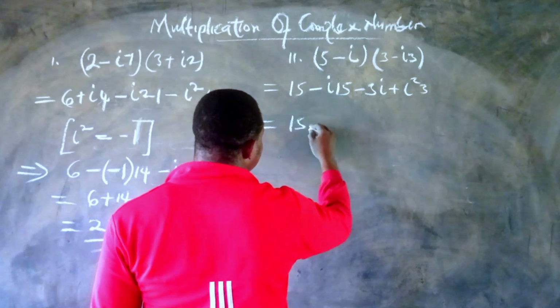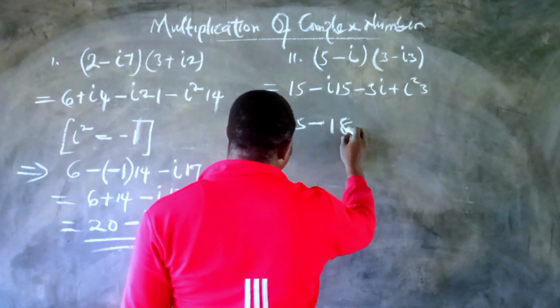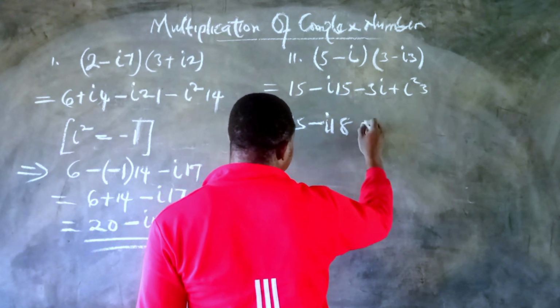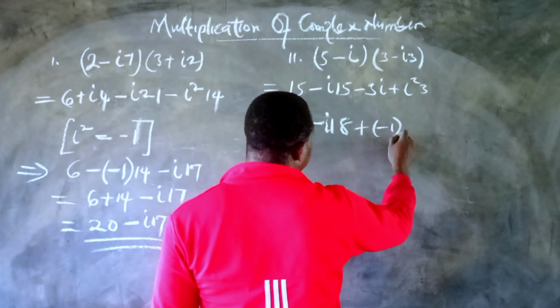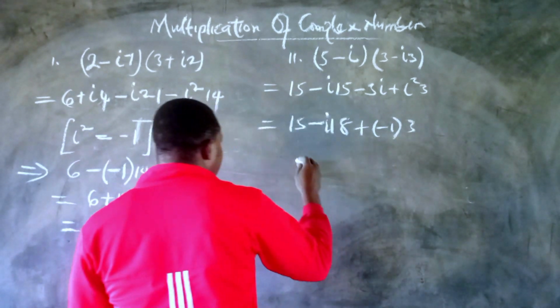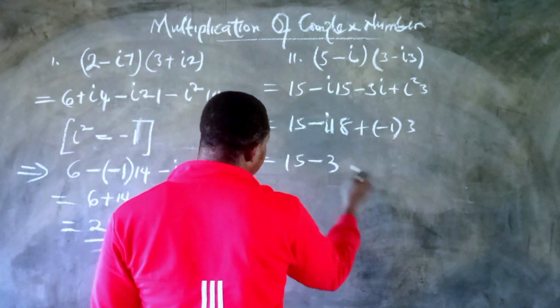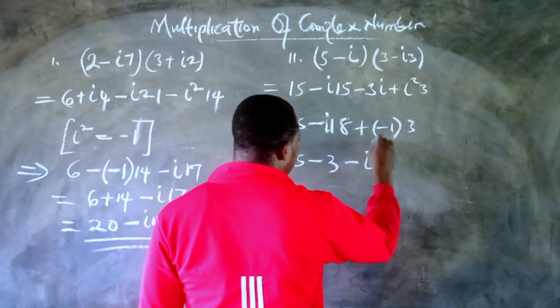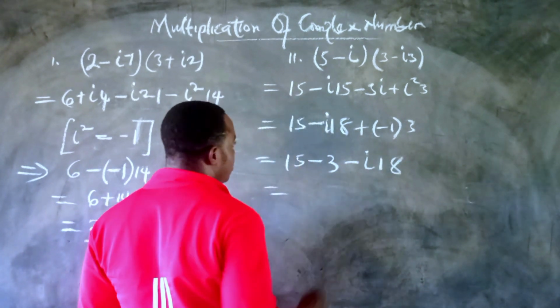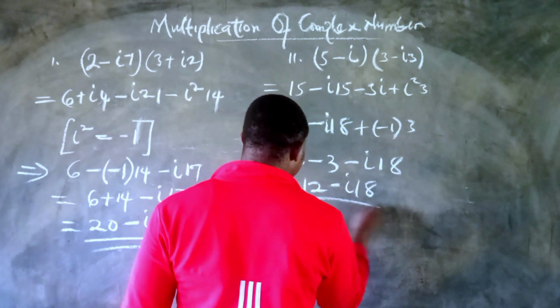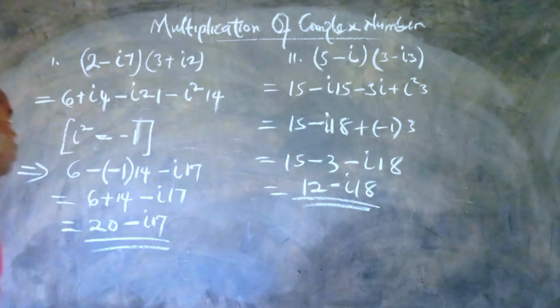So when we sort this again, let's bring the ones involving i. So we have 15 minus i18, when we put together the imaginary part at the center there. And i squared is negative 1 and multiplied by 3. So we sort that, we have 15 minus 3, right? Because plus times minus is negative. And minus i18. So 15 minus 3 is 12 and minus i18. And that's it. This is how to perform addition, subtraction, and multiplication on complex numbers.